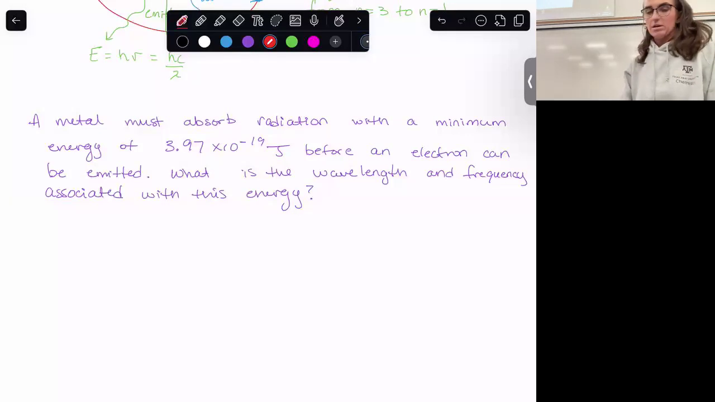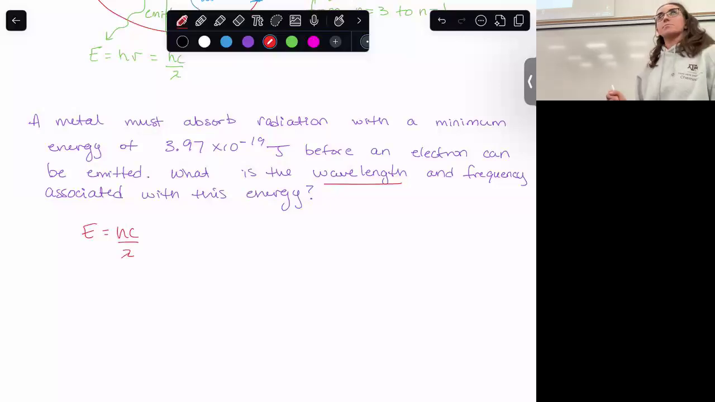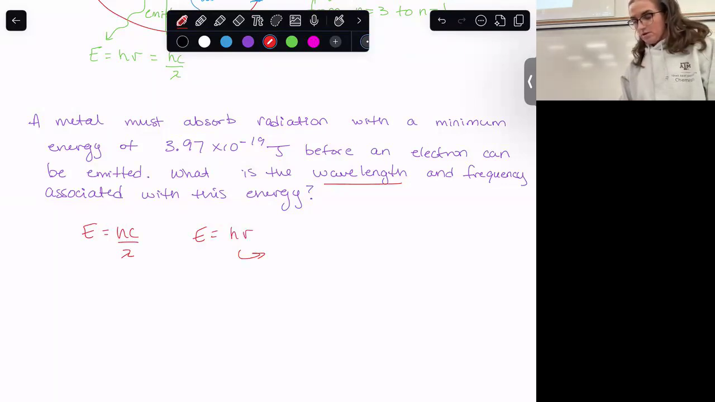It doesn't really matter which one we do first. If we solve for wavelength first, then we can use hc over lambda. We can also solve for frequency first, since energy is equal to h times frequency, and then use c equals lambda times frequency to solve for lambda, whichever is easiest for you. But you do need to use two equations here to solve for both wavelength and frequency.